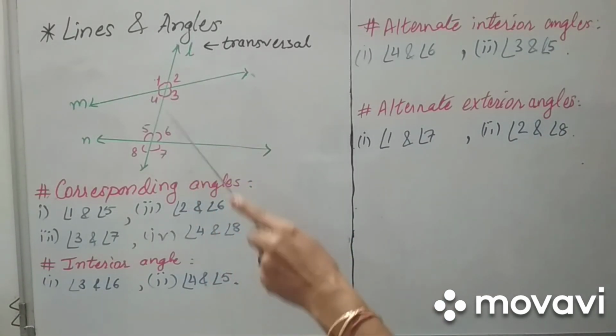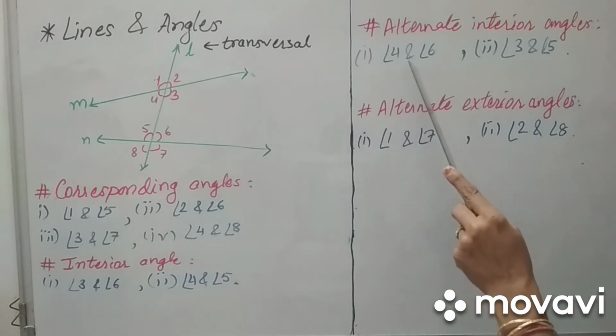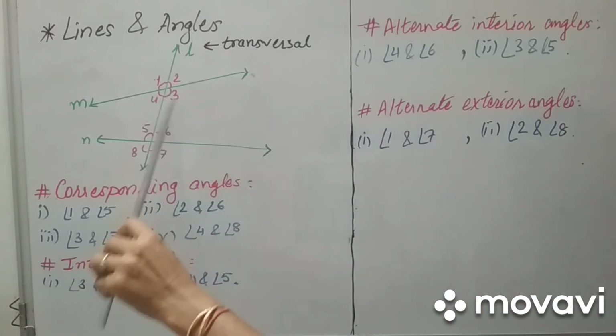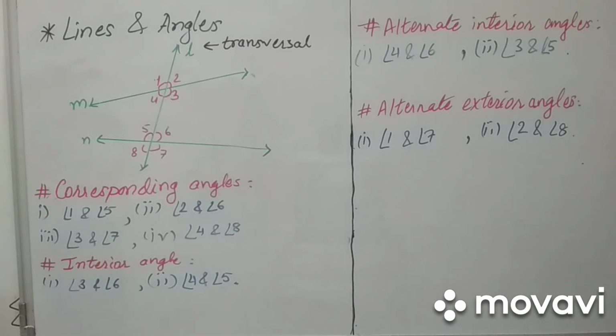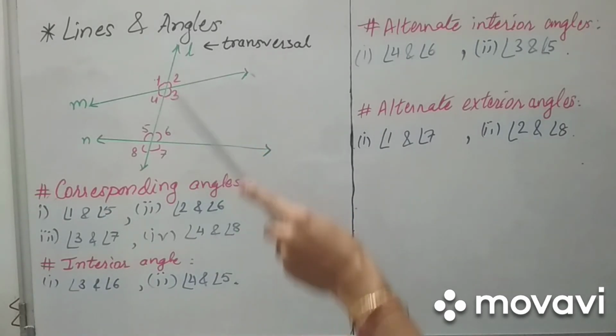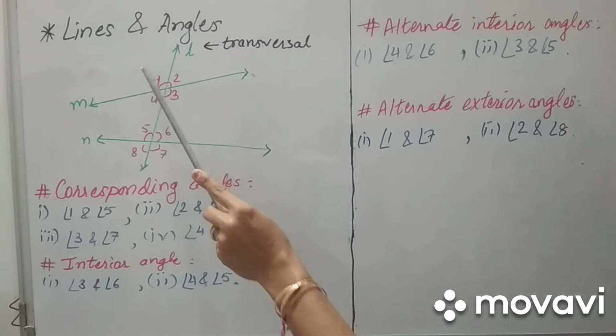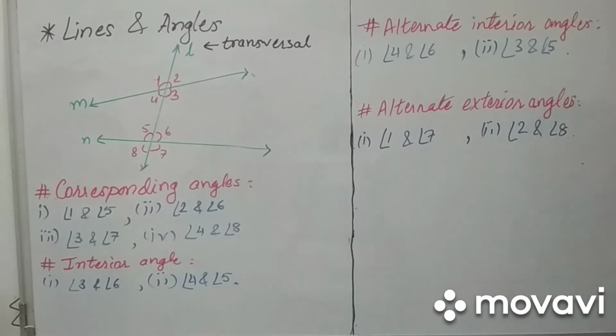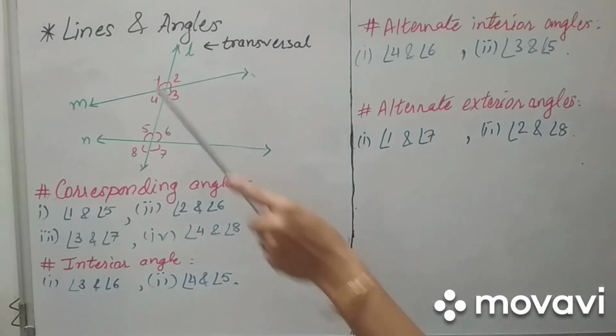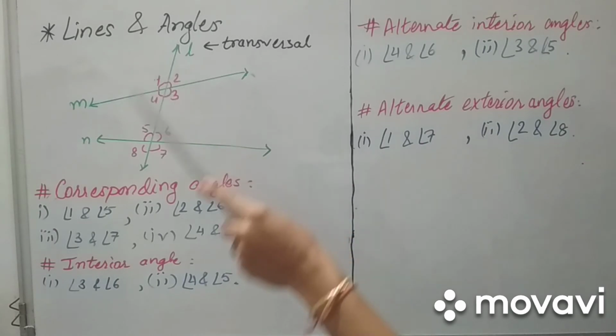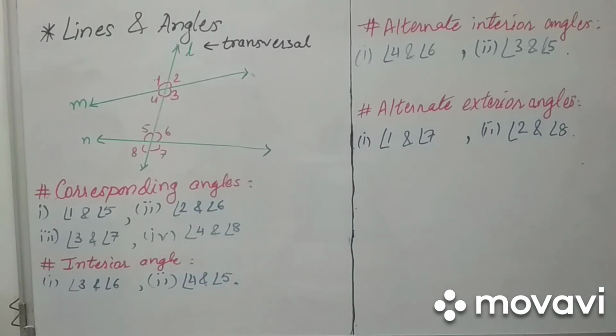You can see, one pair is 4 and 6. Another pair is 3 and 5. Got it? Secondly, alternate exterior angles. The same criteria for the alternate angles: on either side of the transversal. And exterior means outside both the lines m and n. So 1 and 7 will work because they are on either side of the transversal. 1 and 7, 2 and 8 are the two pairs of alternate exterior angles.